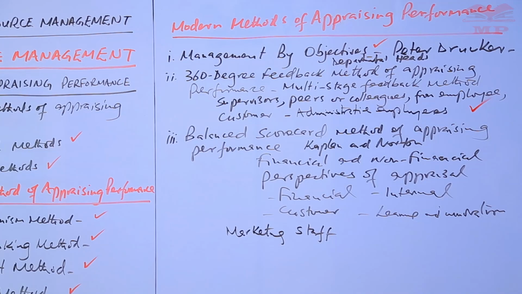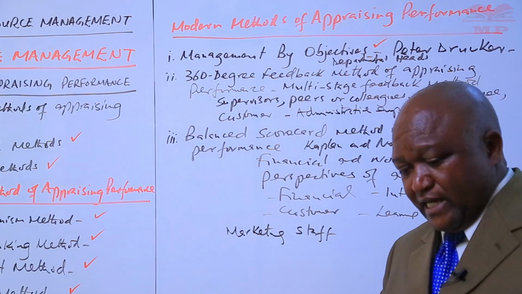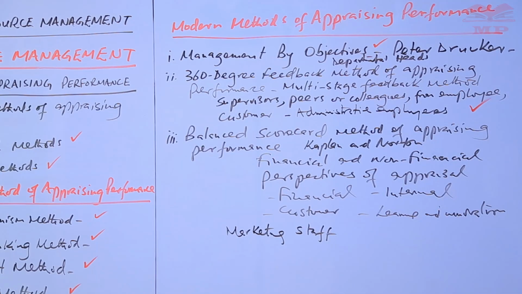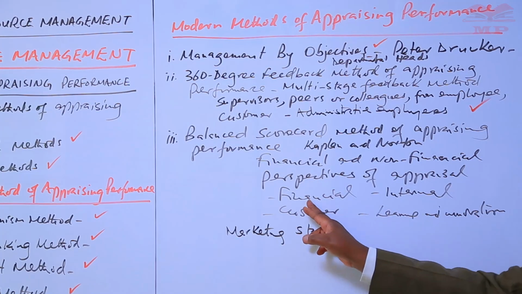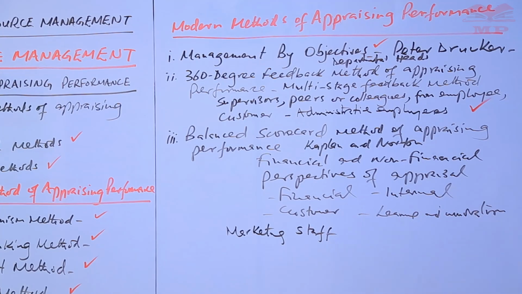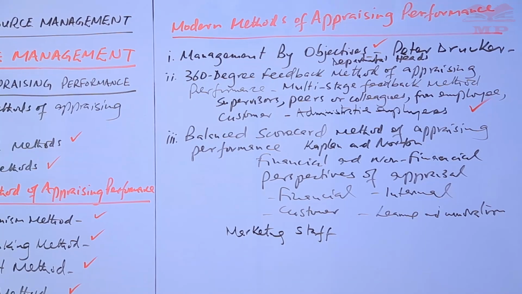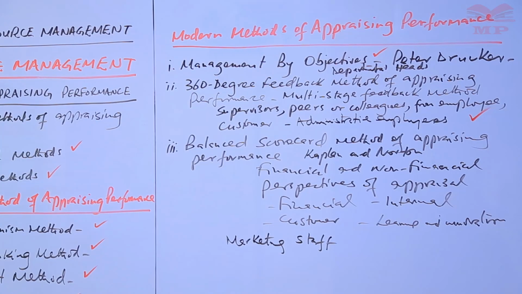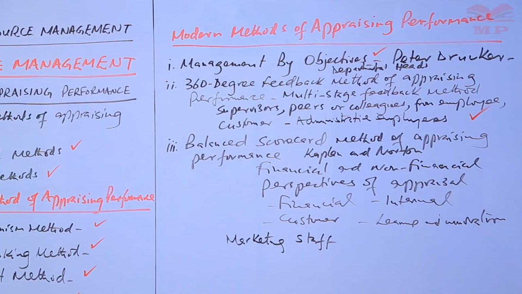a given employee. Then you also have the balanced scorecard method of appraising performance that was propounded by Kaplan and Norton. And in that particular balanced scorecard perspective of appraising performance, there are four perspectives: financial perspective, internal perspective, customer perspective, learning and innovation perspective. And what is critical to note, the balanced scorecard method was a pioneer method of appraising performance that included both financial and non-financial perspectives of appraising performance.